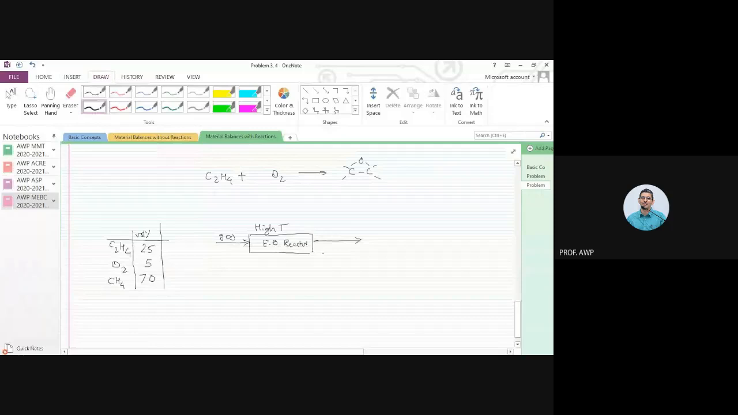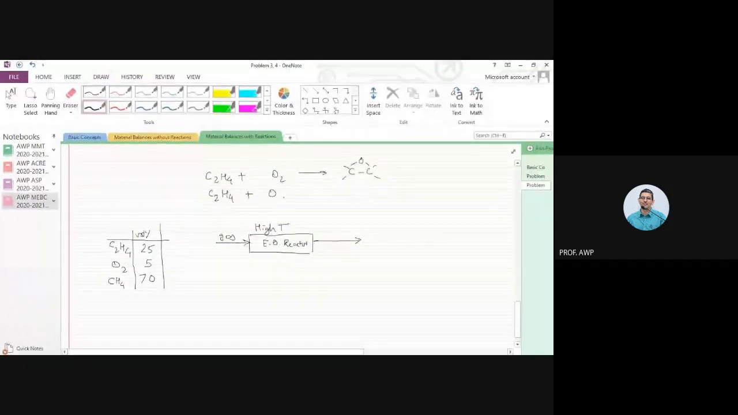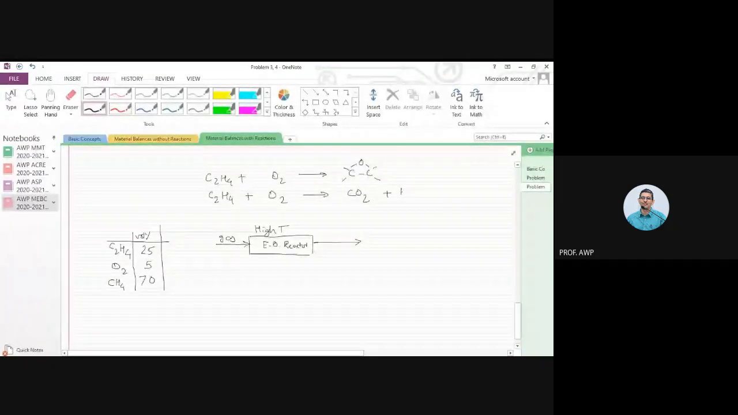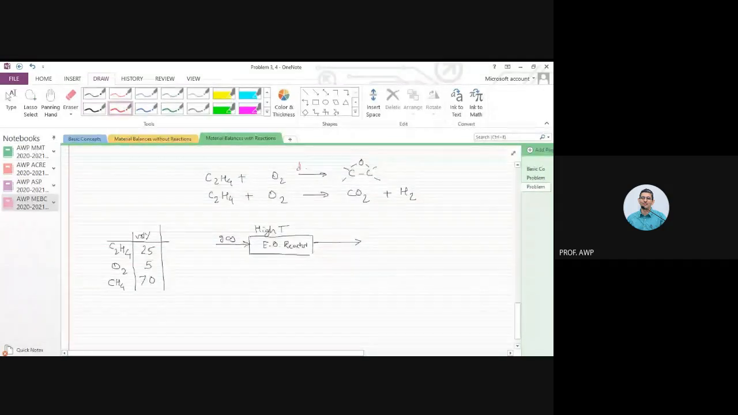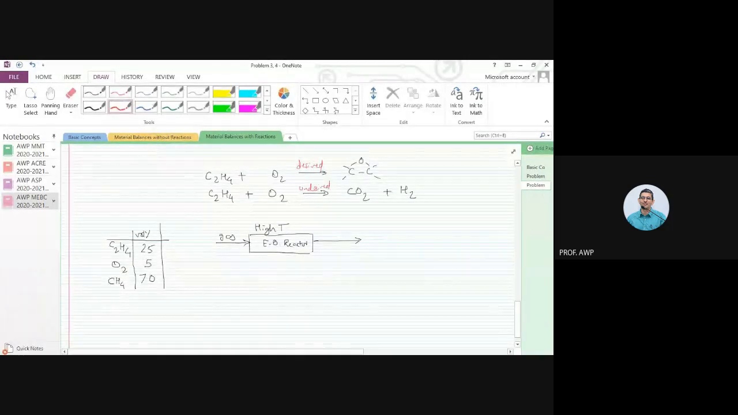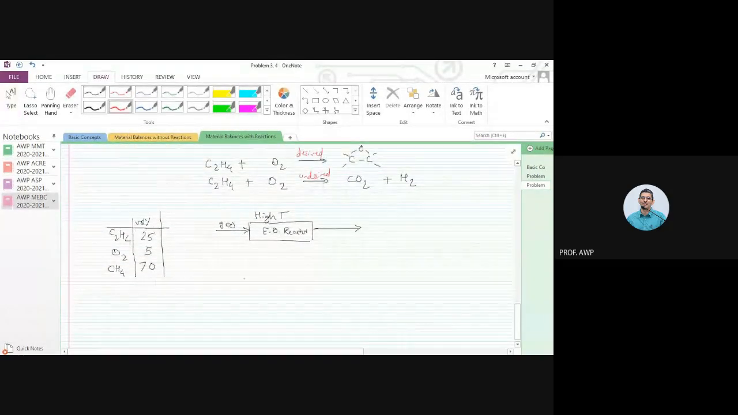Now, because it's a high temperature reaction, some ethylene also gets combusted to carbon dioxide and water. Obviously, if we are making ethylene oxide, this is our desired reaction and this is our undesired reaction. Methane we are saying does not burn at all, does not react at all. Let me describe the problem.